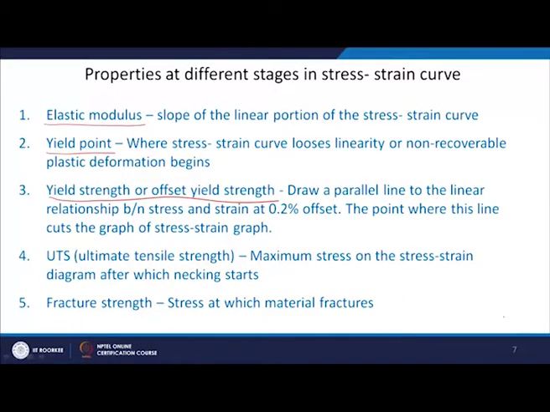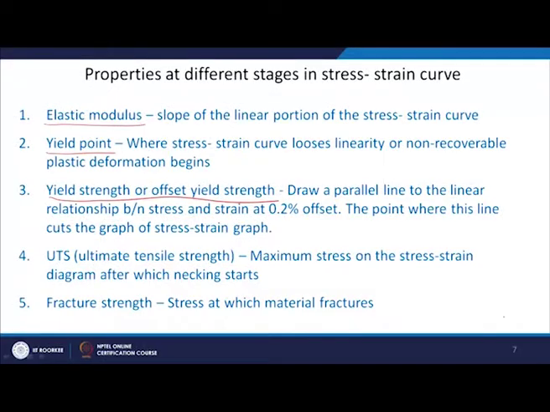Then you will have ultimate tensile strength, the maximum stress on the stress strain diagram, after which necking starts. Up to this point you will have uniform deformation, after this you will have non-uniform deformation. In the stress strain curve it is very easy to find the ultimate tensile strength. It is the point where the slope becomes 0, the strain at which you will have ultimate tensile strength.